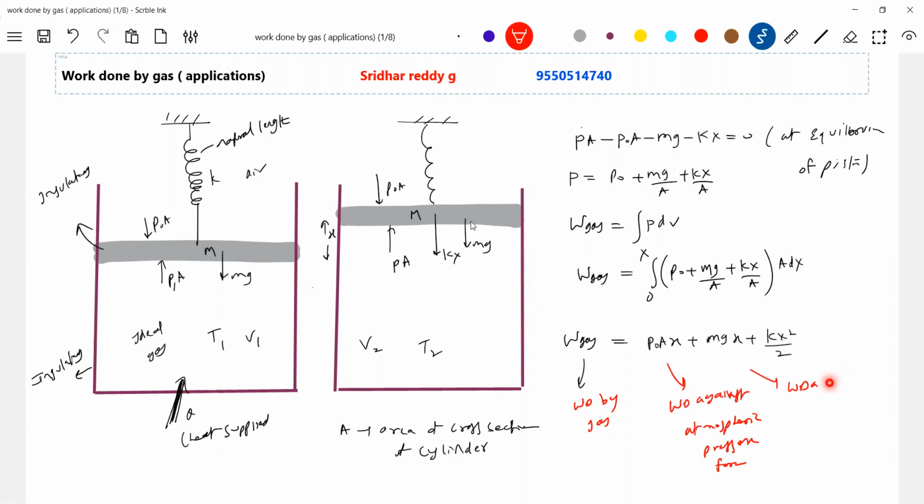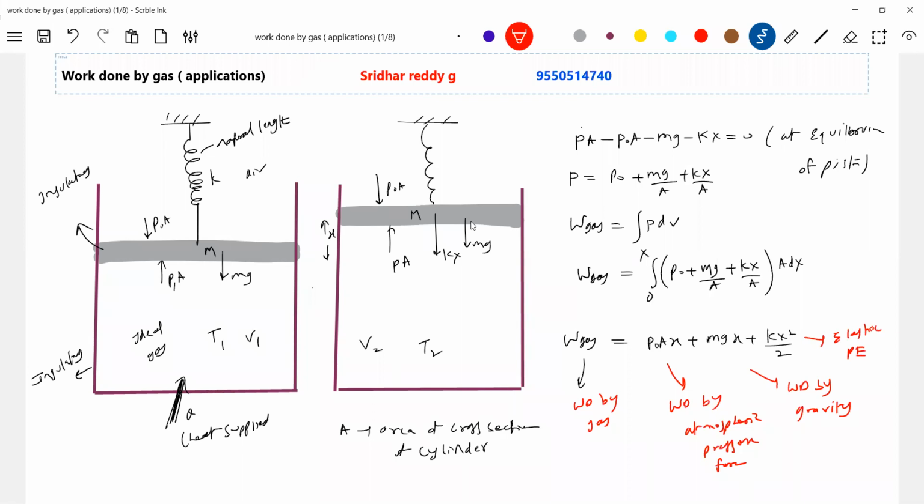Work done by gravity. Okay, better, right? This is work done by atmospheric pressure. Work done by gravity. And what is this? Increase in elastic potential of spring.